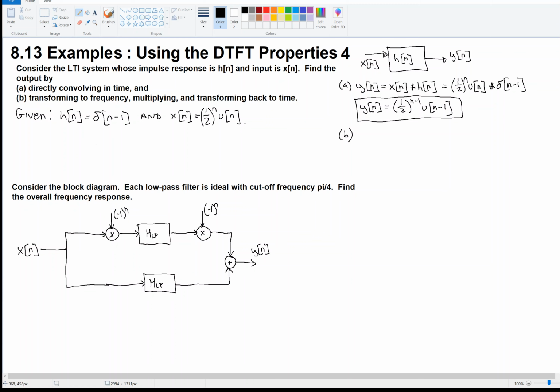So when we multiply, first we need the transform of x, and so there's a pair in the table of common Fourier transform pairs. So this is alpha to the n u of n, with alpha equal to 1/2. That has a Fourier transform 1 over 1 minus alpha e to the minus j omega, so 1 over 1 minus 1/2 e to the minus j omega. So we've got capital X right there. We'll call that capital X of e to the j omega.